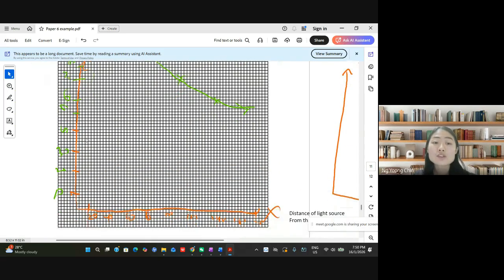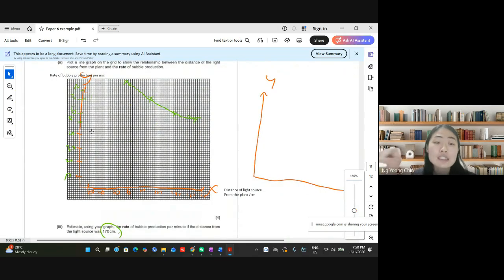And when you draw the graph, the graph must occupy at least half of the given area. You cannot draw a graph which is too small. Even though your skill and your concept are correct, the graph cannot be too small. It should be very big and clear, so it can show each of the data in a very clear way.